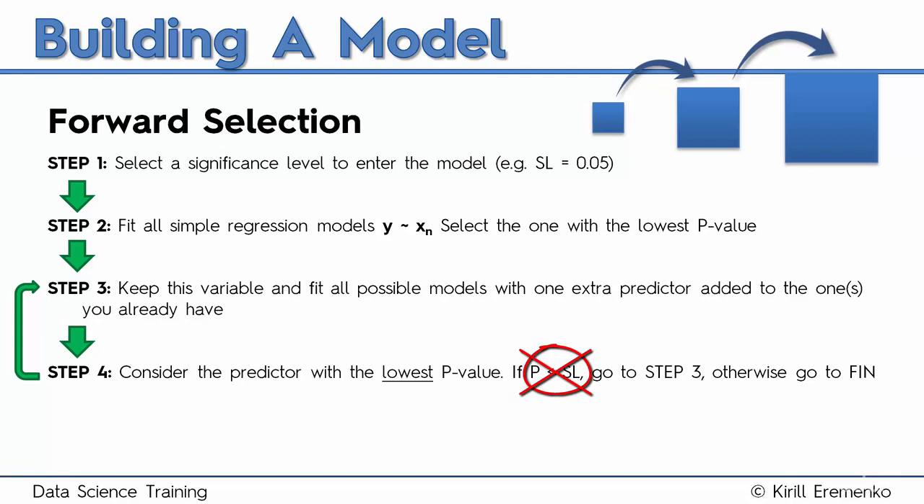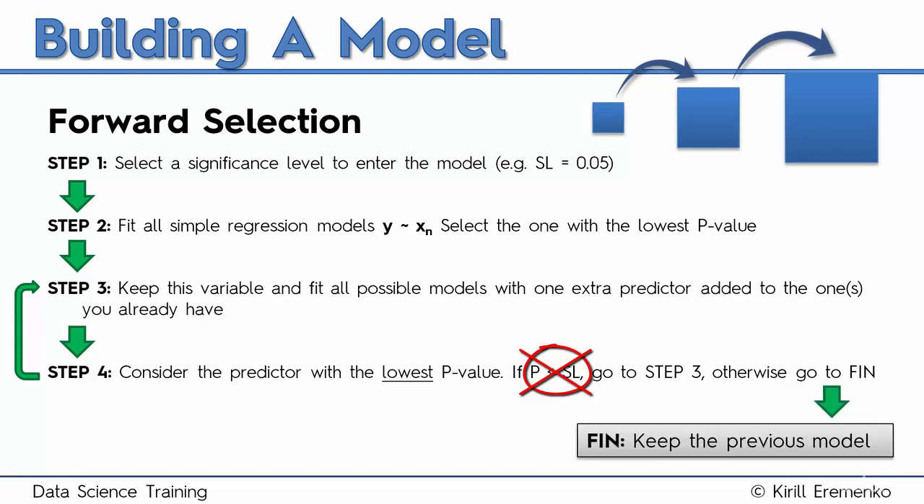Well, because that variable that we just added is not significant anymore. And we also know that we selected the one with the lowest p-value. So there's no other variable that we can add whose p-value will be less than SL. Any regression that we choose from then onwards, the new variable will always be insignificant. And so here we finish the regression.